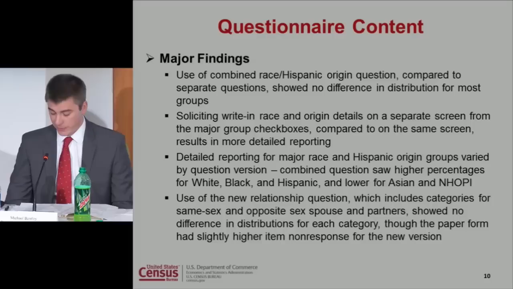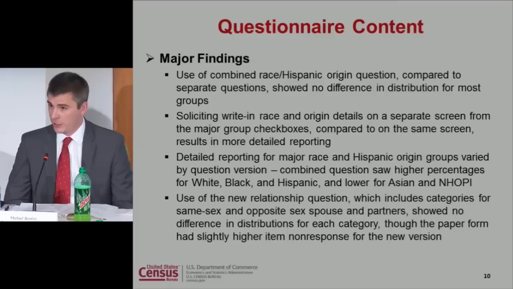Further, soliciting race and origin details online on a separate screen from the major group checkboxes compared to on the same screen results in more detailed reporting. So what does that mean? For example, if a respondent was more likely to say that they were Cuban, for example, than just simply saying that they were Hispanic or Latino, we would count Cuban as a detailed response for that group.